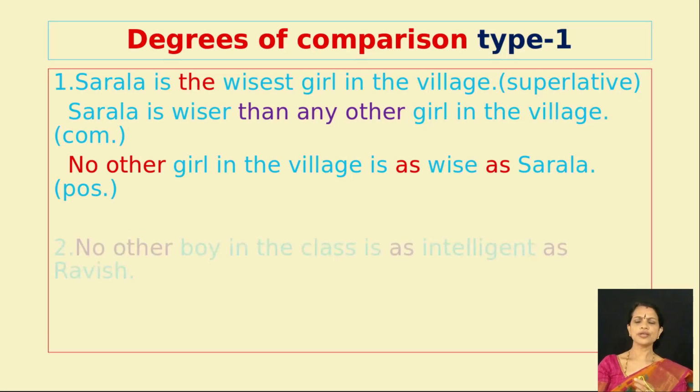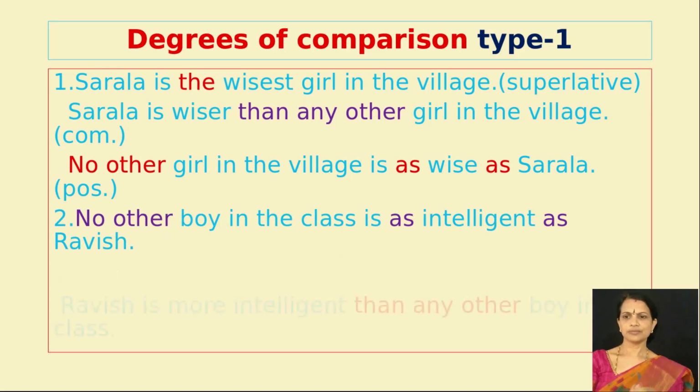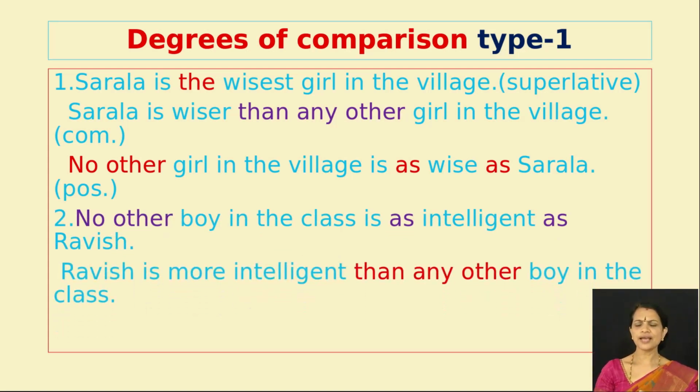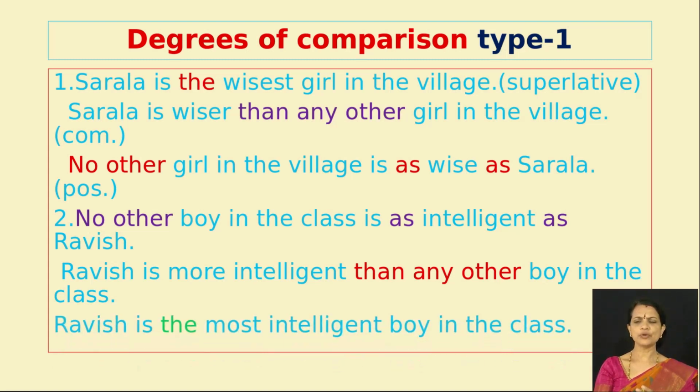Second, no other boy in the class is as intelligent as Ravish. He is more intelligent than any other boy in the class. It is comparative degree. In superlative degree we use, Ravish is the most intelligent boy in the class.